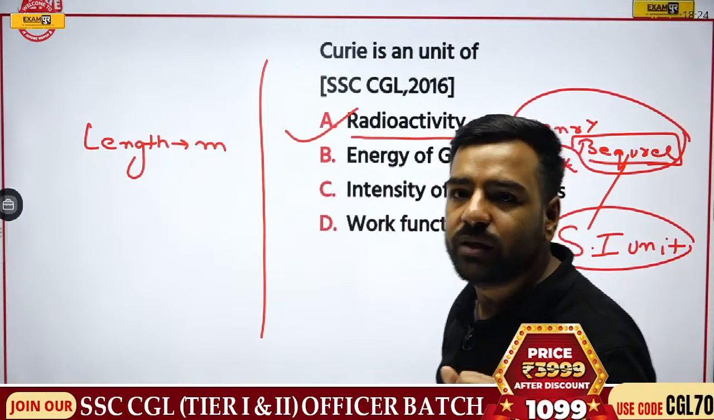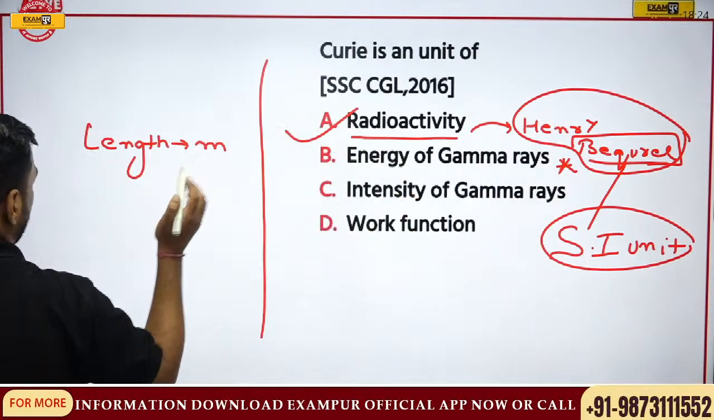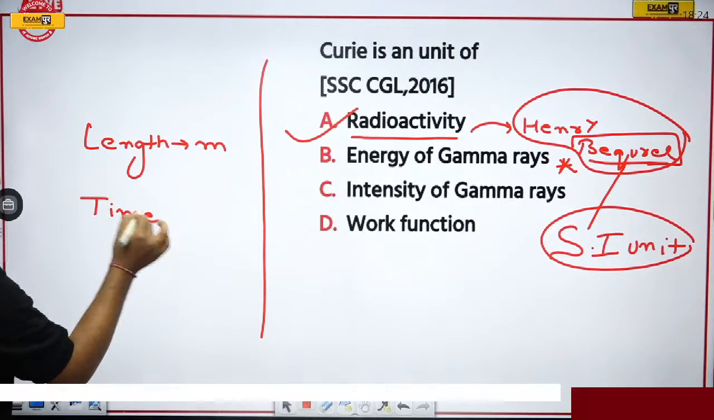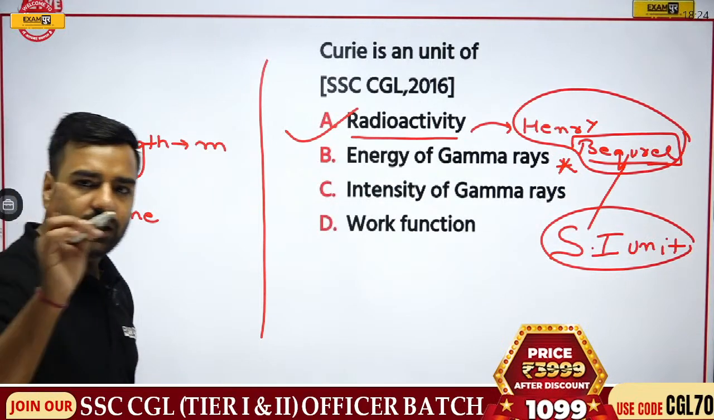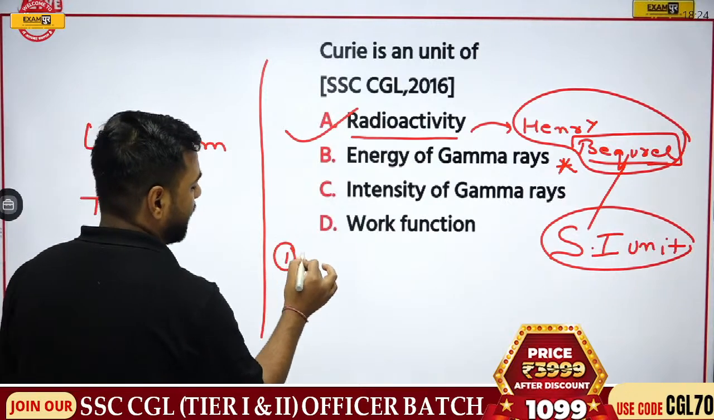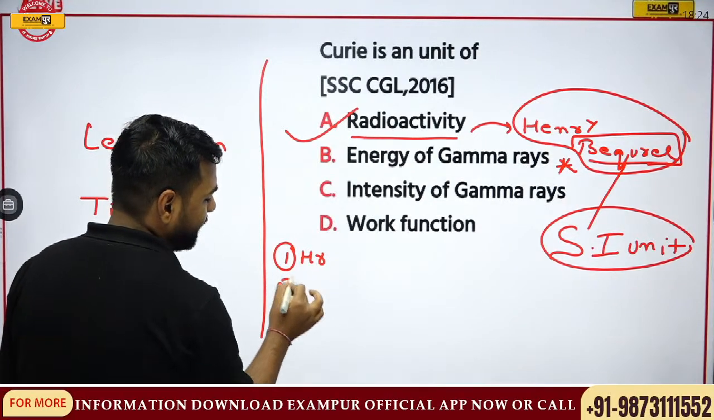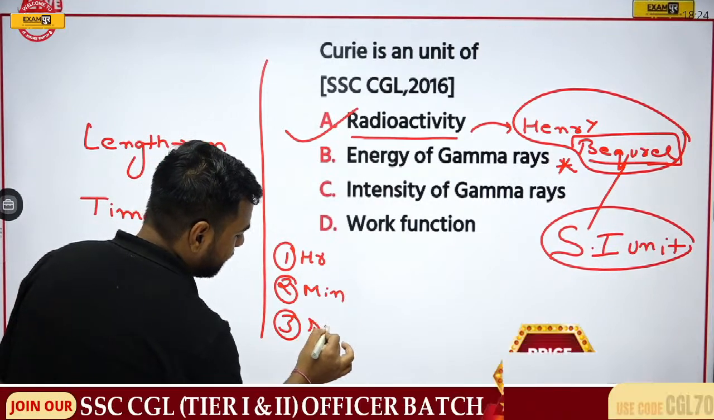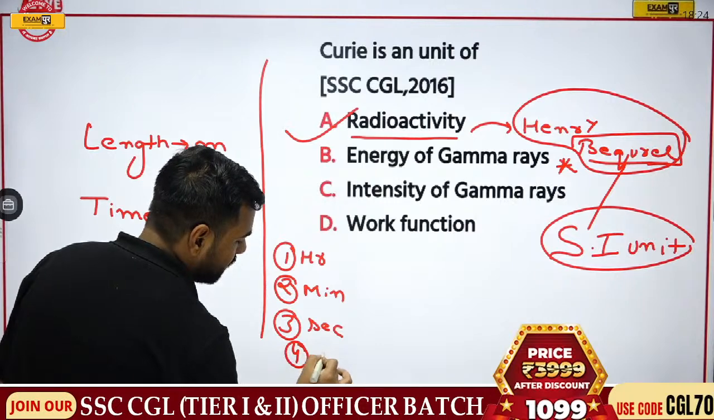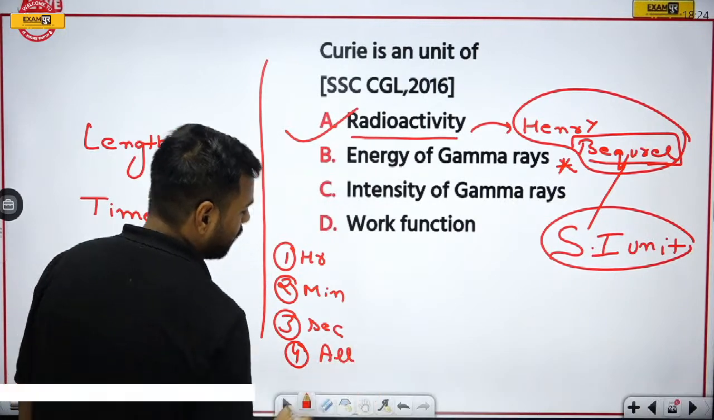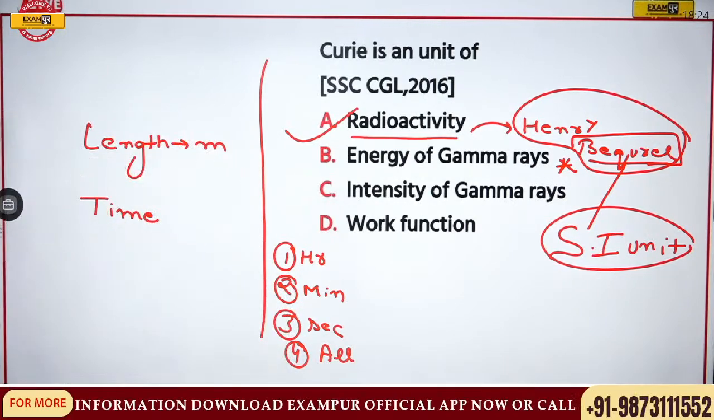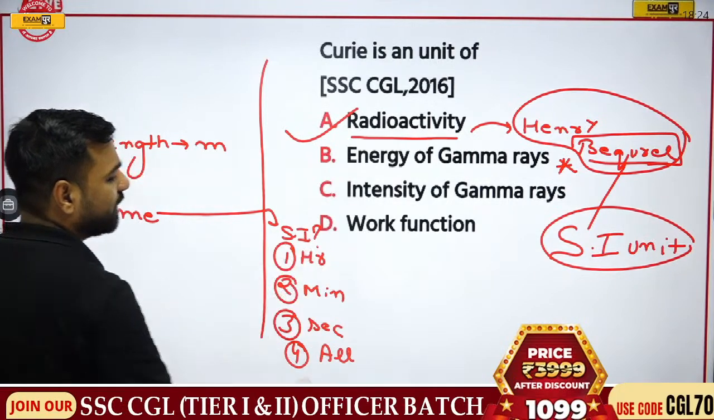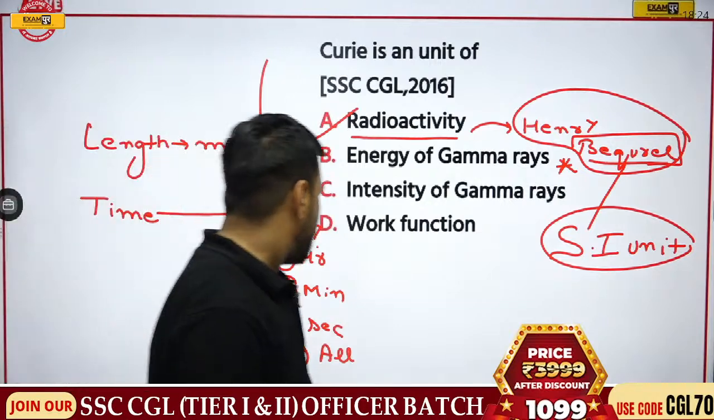The SI unit. In a similar manner, this is a very common question which is asked in the examination. If I ask about time, I'll give you options. Can you give me the SI unit of time? I'm giving you options. First one is hour. Second is minute. Third one is second. Fourth is all of the above. What is the SI unit of time? So can you answer this? SI unit of time is hour, minute, second or all of the above.